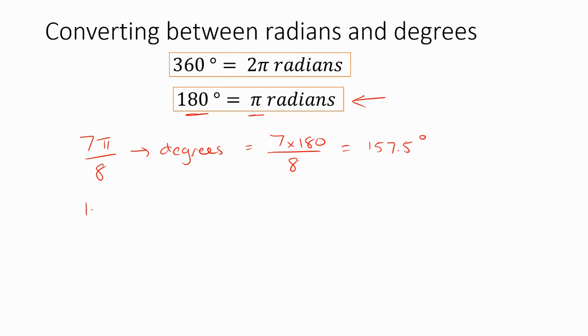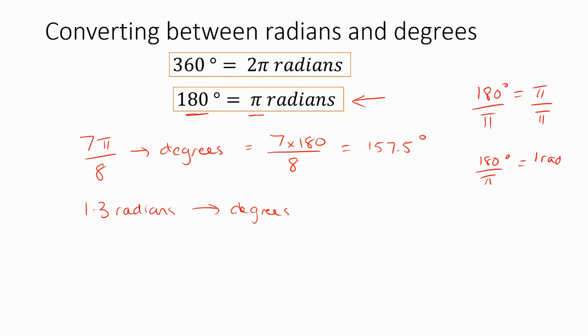If you have something like 1.3 radians, and you want to change that to degrees, then you need a conversion. So far we had 180 degrees as pi radians. What you need to know is what 1 radian equals in degrees. So if I divide both sides by pi, then 1 radian is equal to 180 over pi degrees.